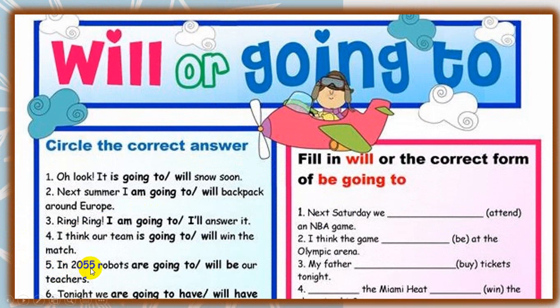Number 5, in 2055 robots are going to be our teachers. In 2055, it is a prediction about the future. We already have robots, so he predicts that they will be our teachers, so there is evidence. So the answer is are going to.